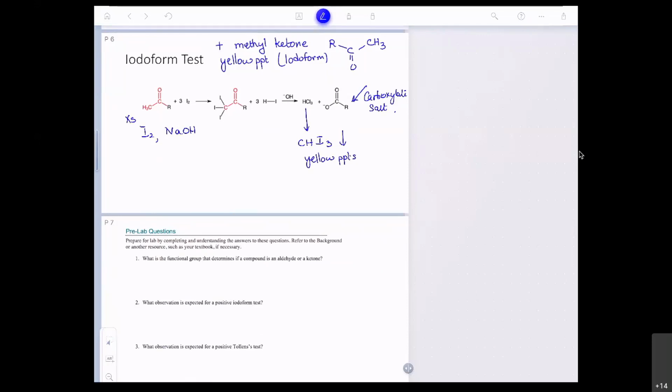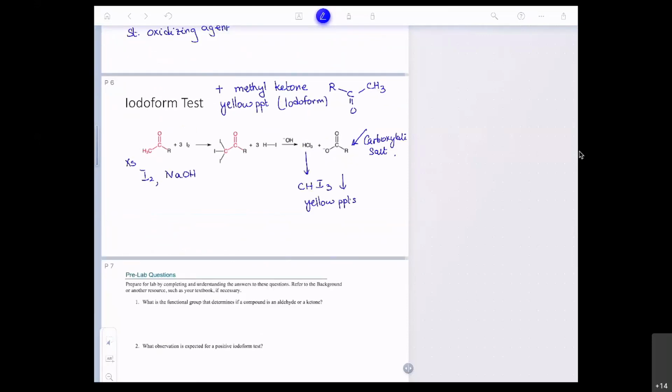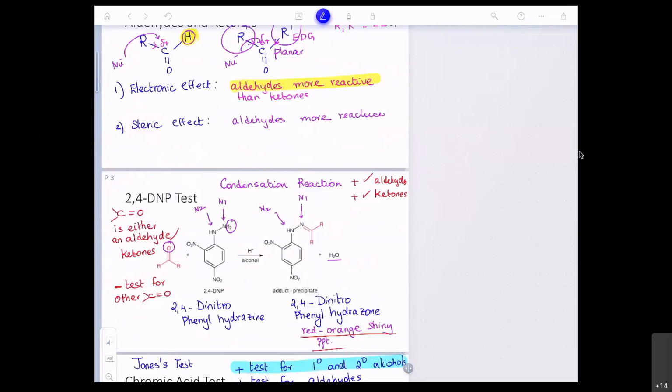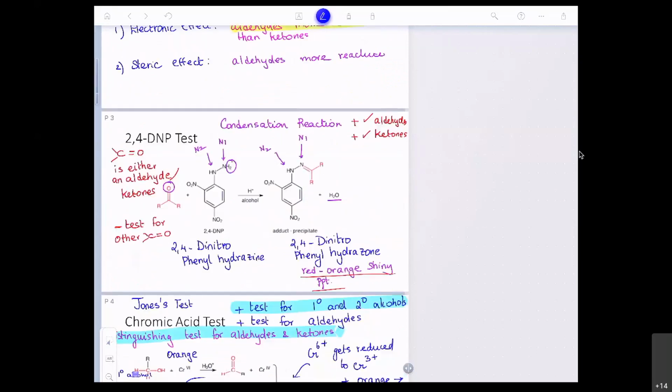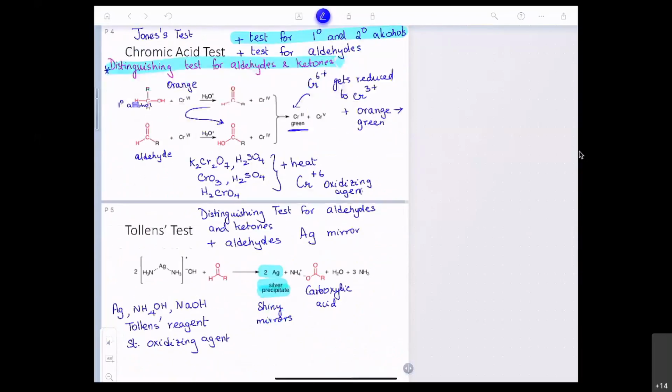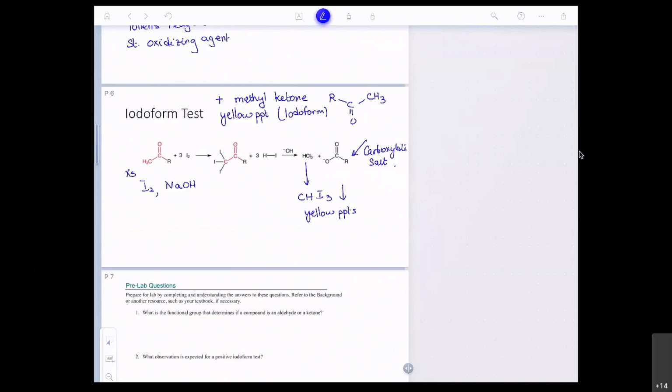Okay. So we have some tests that will be positive for both aldehydes and ketones, 2,4-DNP. Chromic acid, distinguishing test for aldehydes and ketones, same. Tollens, a very characteristic test specifically for methyl ketones.